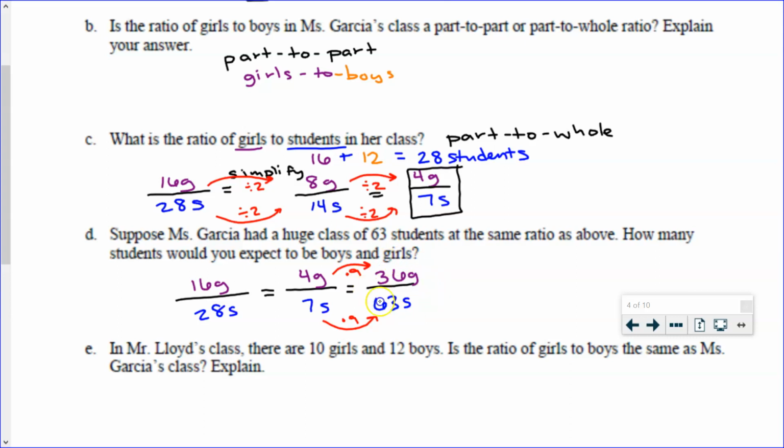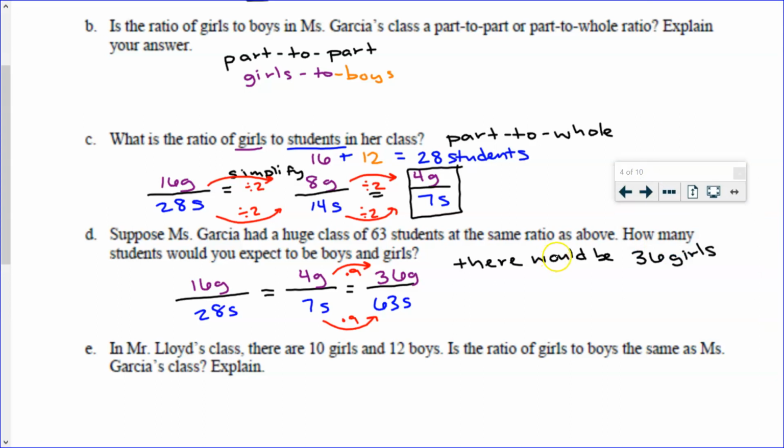This is an abstract answer. Let's make the abstract answer quantitative, and we will answer by saying there would be 36 girls. Does that fully answer the question? No, because it also asks how many would be boys. So if there's going to be 36 girls, how many boys will there be?